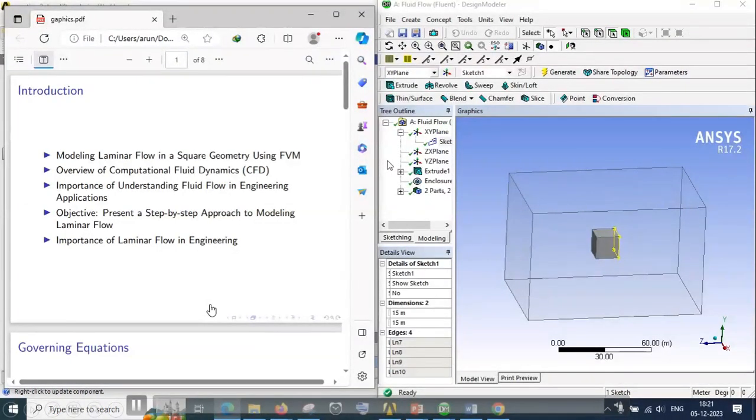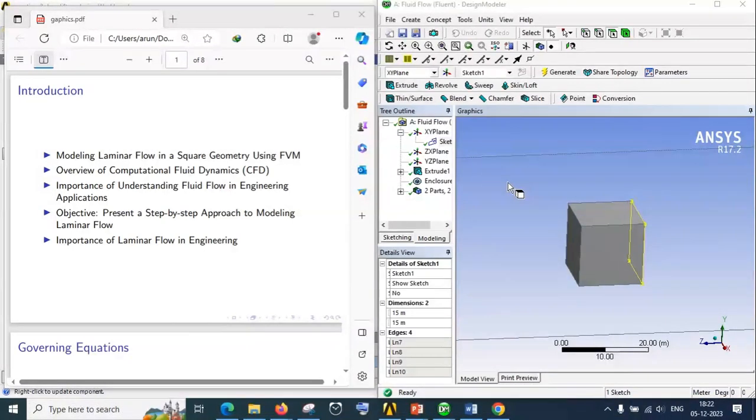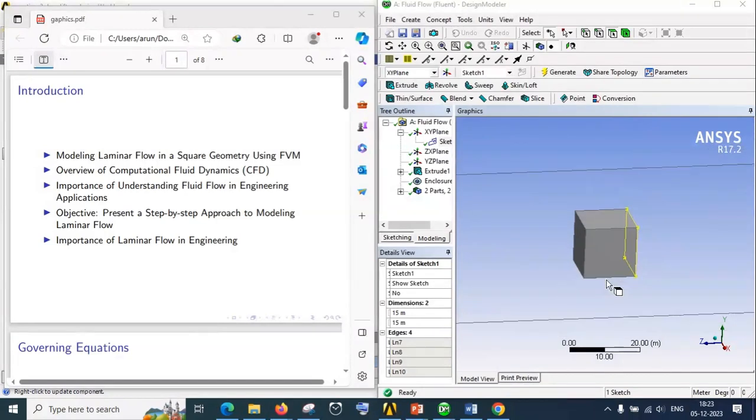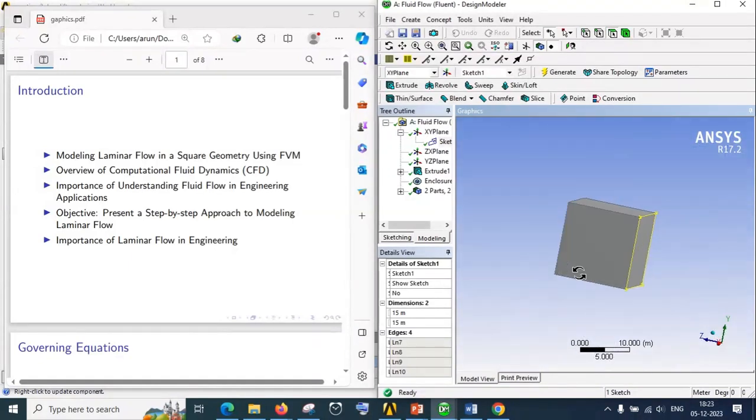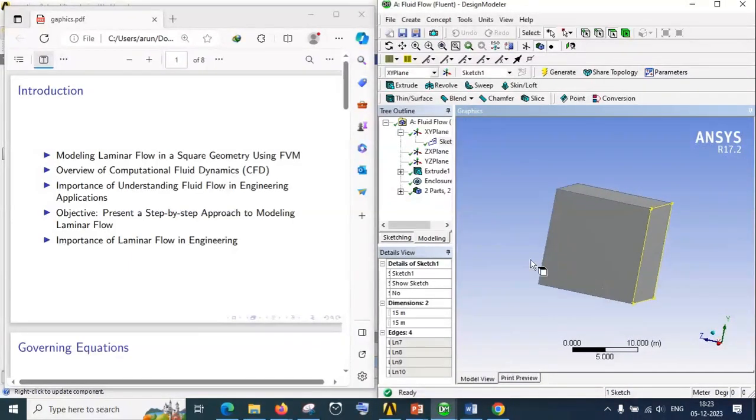Hello, today we have discussed a CFD problem solved with a square geometry, which has to be enclosed by a virtual enclosure in Ansys Workbench. As you see, we have a square geometry whose length is 15 meters, height is 15 meters and width is 15 meters, as you can see clearly in the figure.